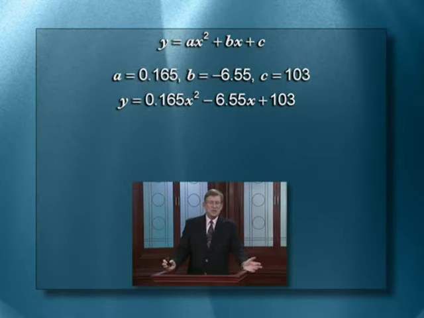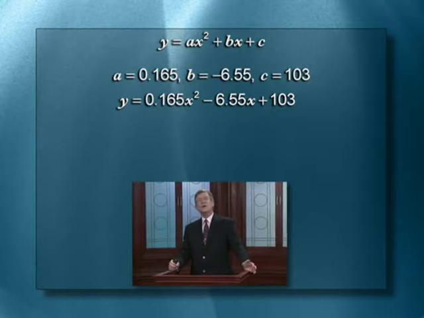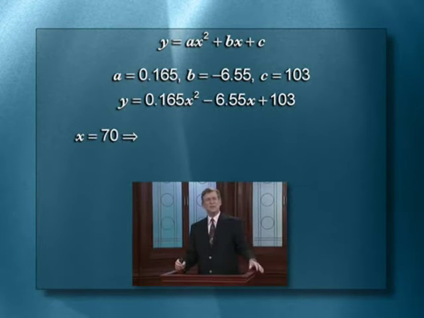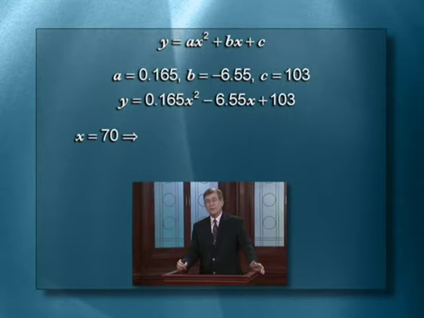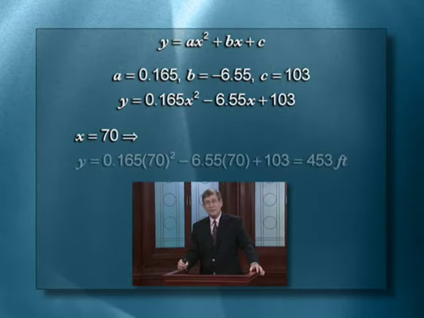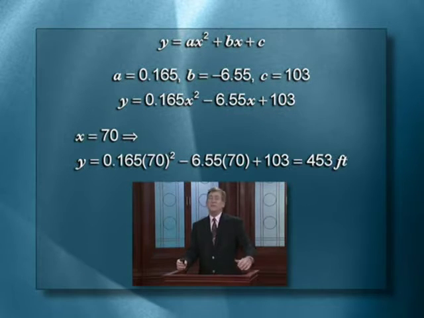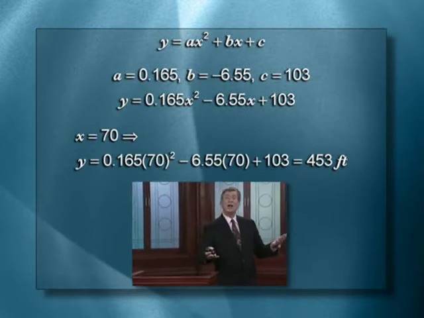All right, what can you do with this? Well, if you want to know what happens when we're going 70 miles an hour, plug in x equals 70 into this equation for the parabola, and you get 453 feet. So, is that a realistic model? Well, we didn't have much data to work with, but I think you get the idea.